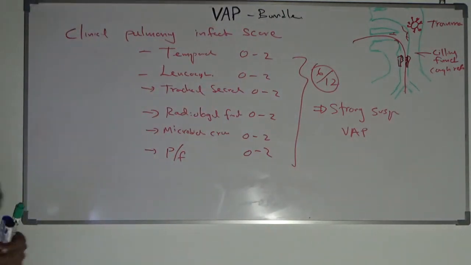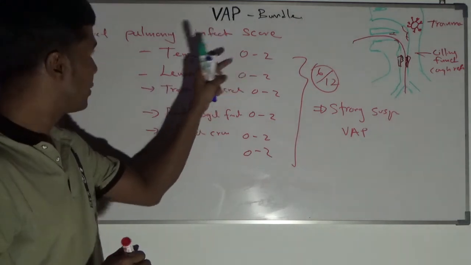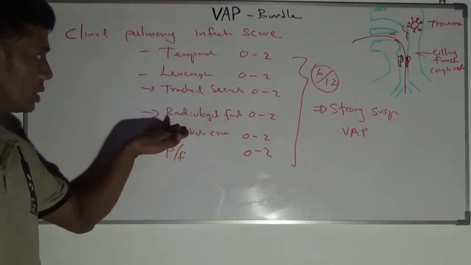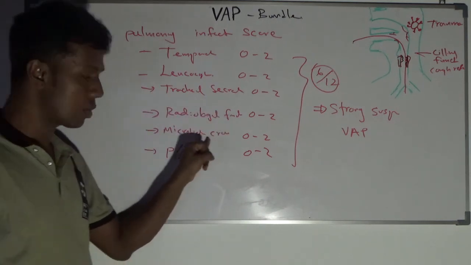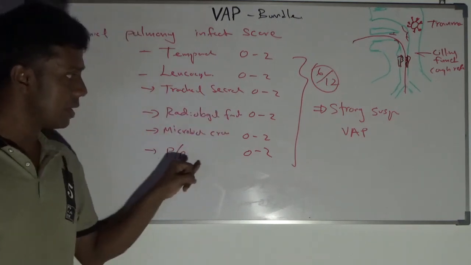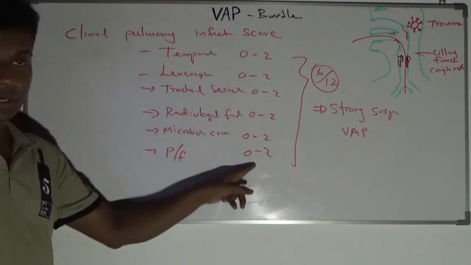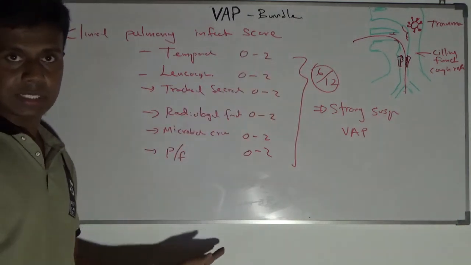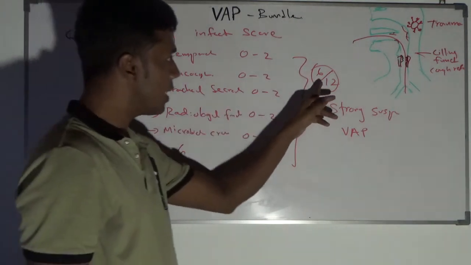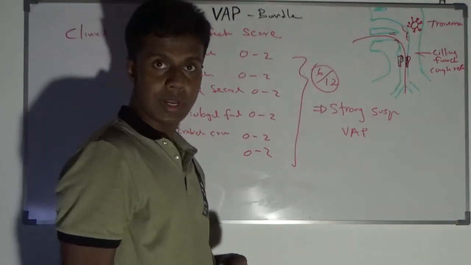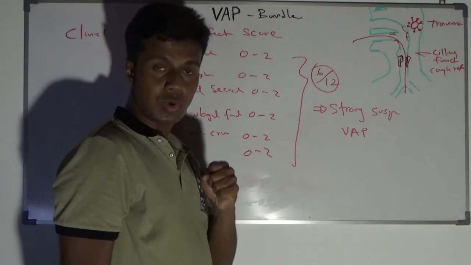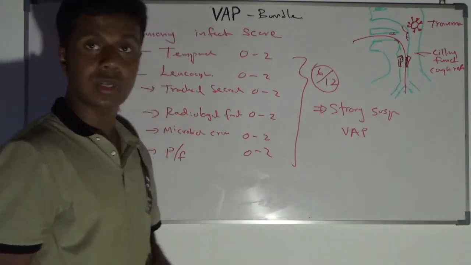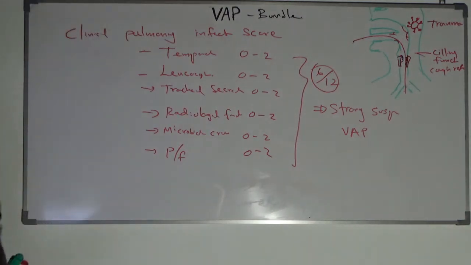According to the clinical pulmonary infection score, these are the temperature, leukocytosis, tracheal secretions, radiological findings, microbiological culture, and the PF ratio. They are graded from 0 to 2 for those factors. Then if your patient has 6 out of 12, that means your patient can strongly have ventilator associated pneumonia. You have to do something in that case.